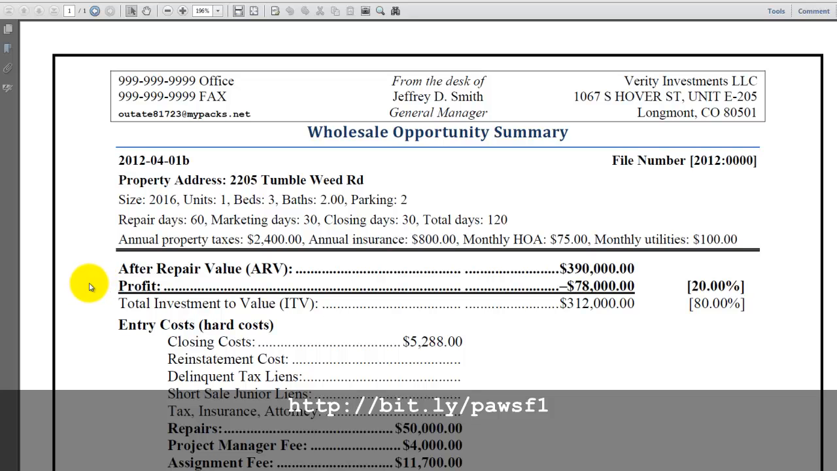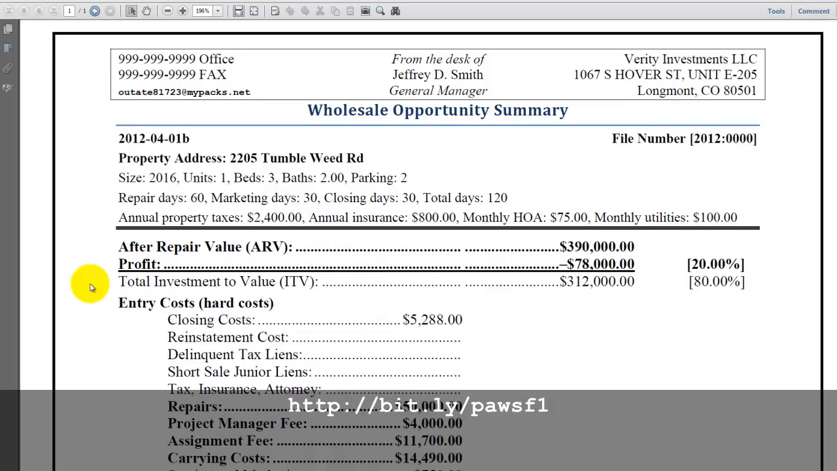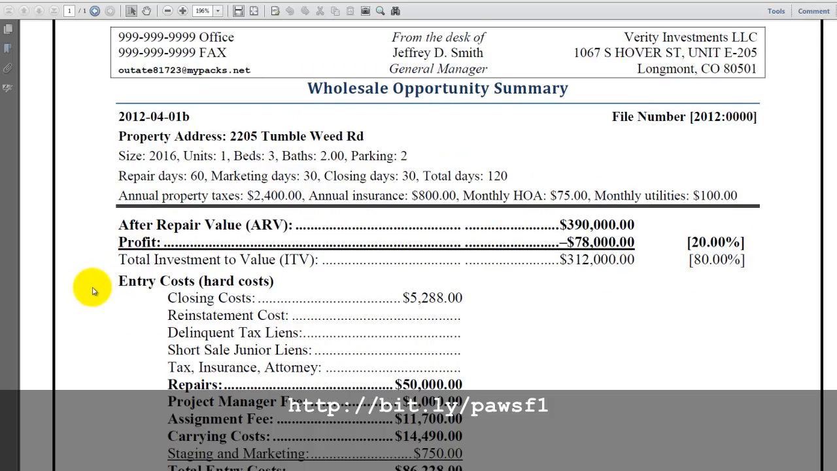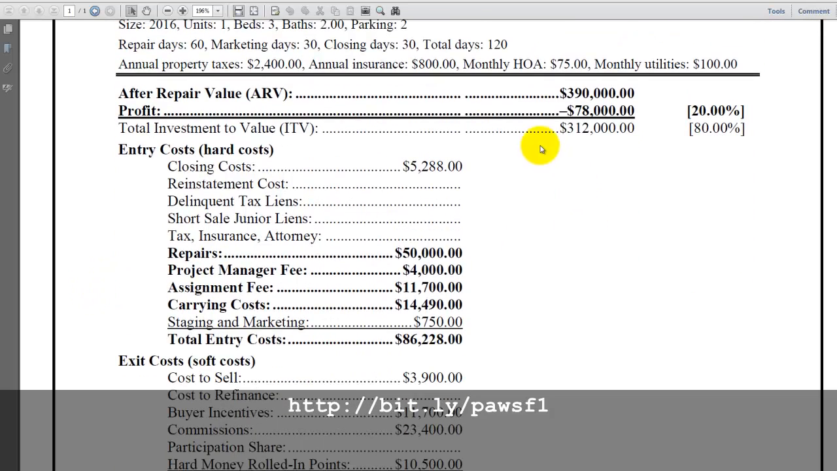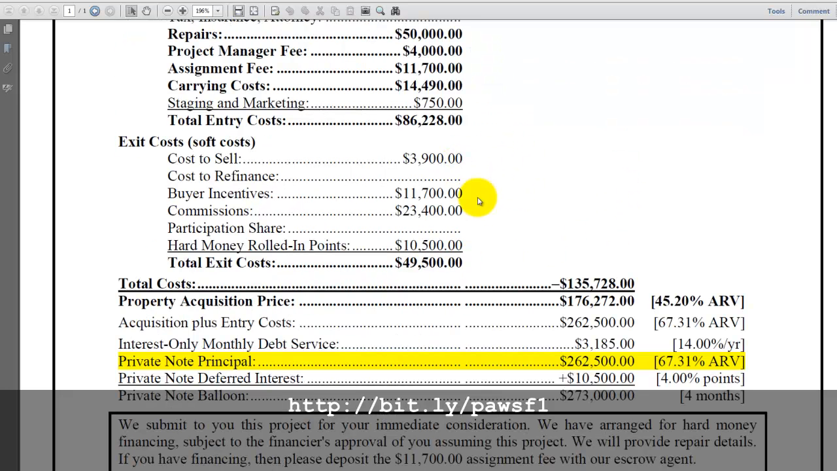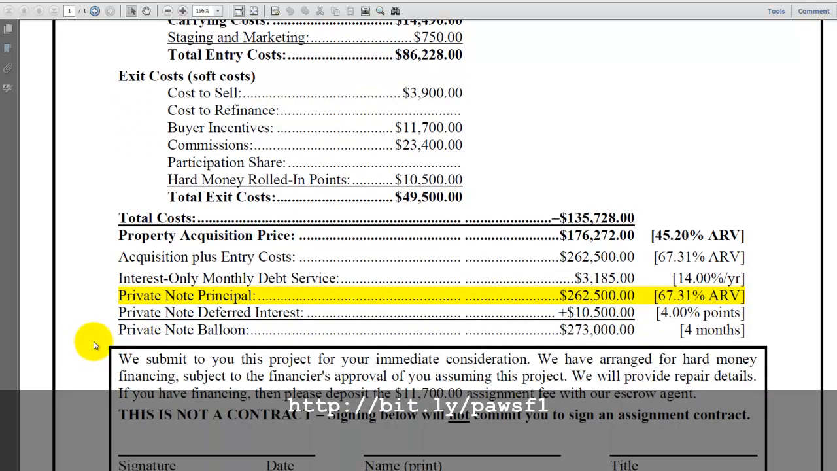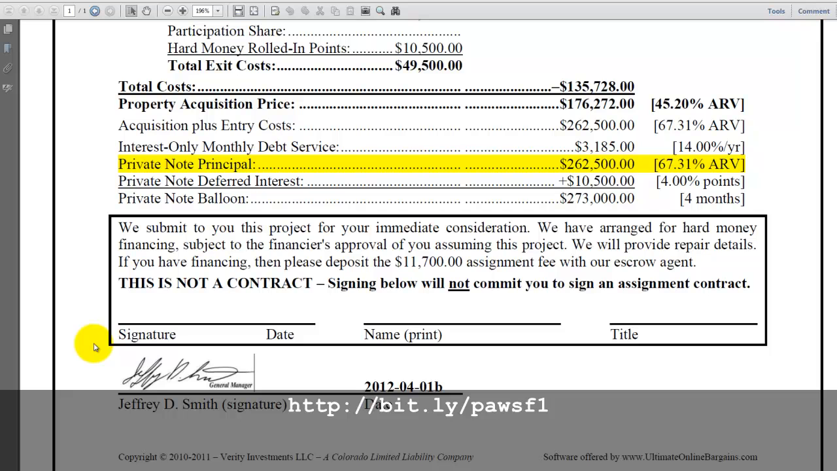If I were wholesaling this, I could use the mail merge template for the wholesale opportunity summary sheet. It shows the ARV, profit margin going in, hard costs and soft costs, property acquisition price, total cash required. This is what I would make available to my list of wholesale buyers.